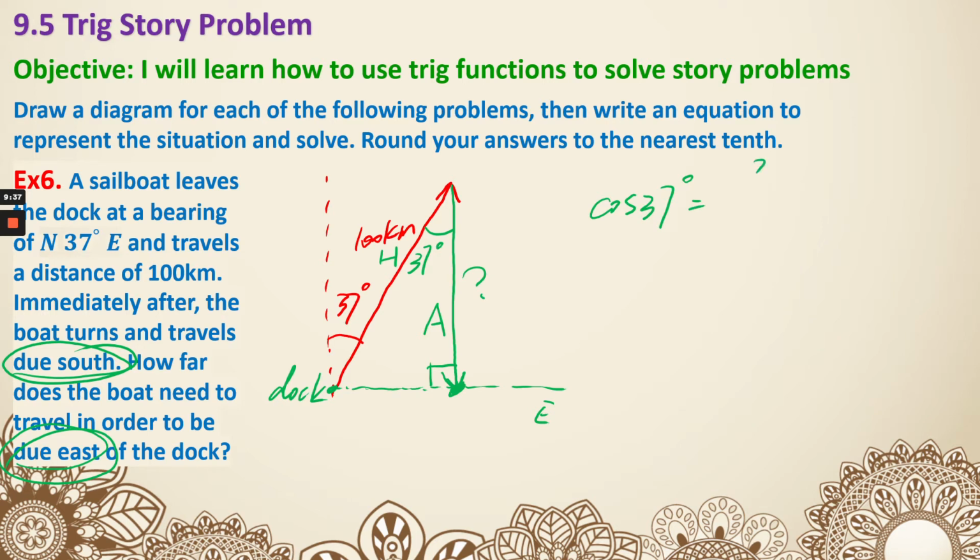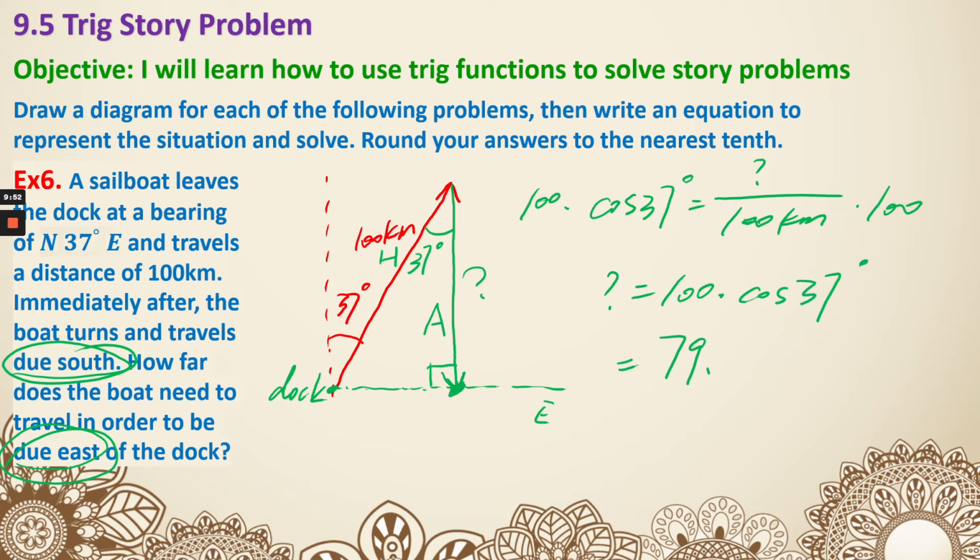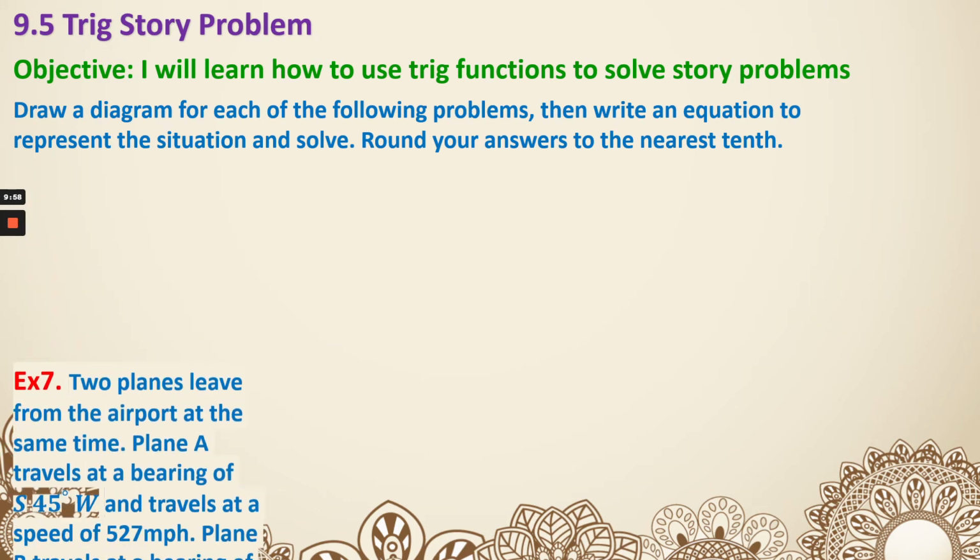37 degrees is the question mark over 100, which is the hypotenuse. And then we can multiply both sides by 100. So the question mark is 100 times cosine 37 degrees, which is 79.9 kilometers. That's example 6. Example 7.